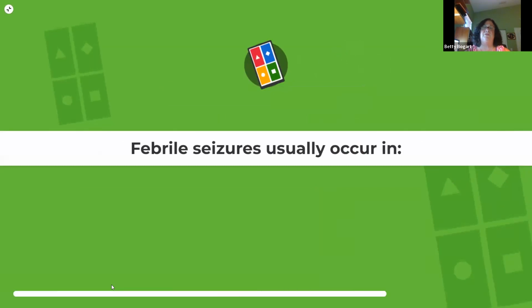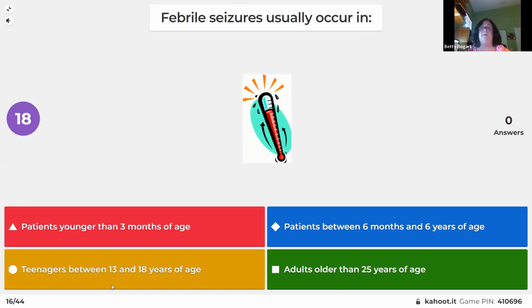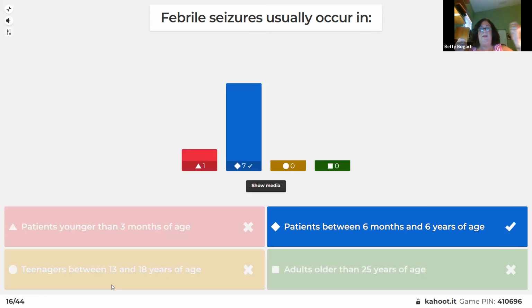Febrile seizures usually occur in patients between what and what? Children, teenagers, adults? My grandson at 18 months old had his first febrile seizure. He only had one in his lifetime because the mother has a thermometer and antipyretic she carries with her constantly. But it's between 6 months and about 6 years, they grow out of it.